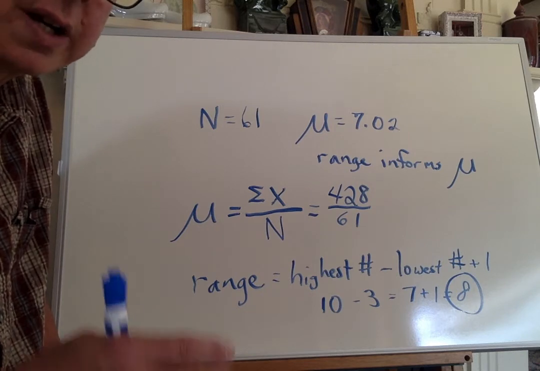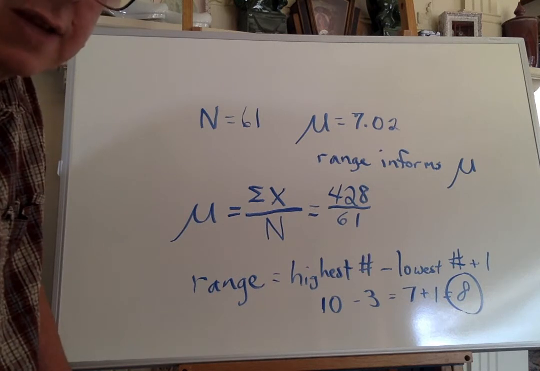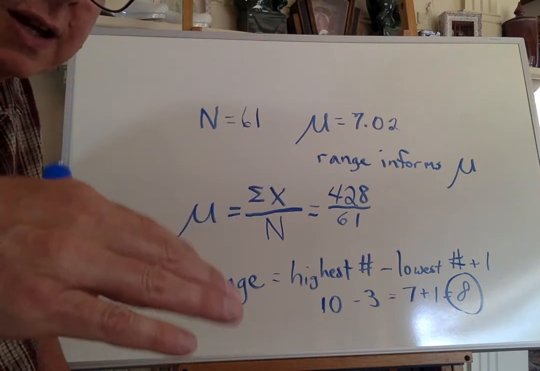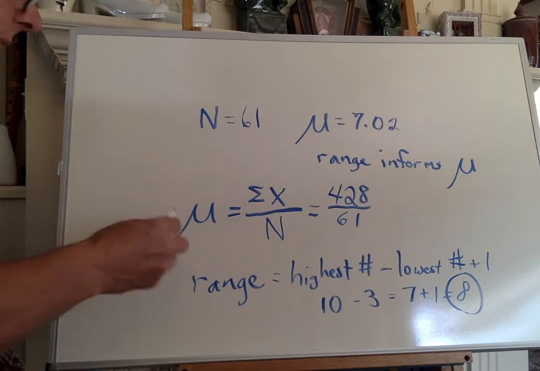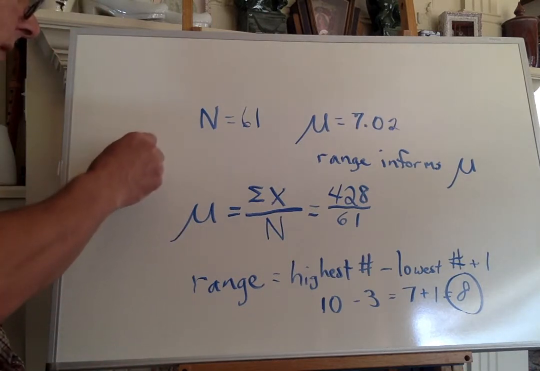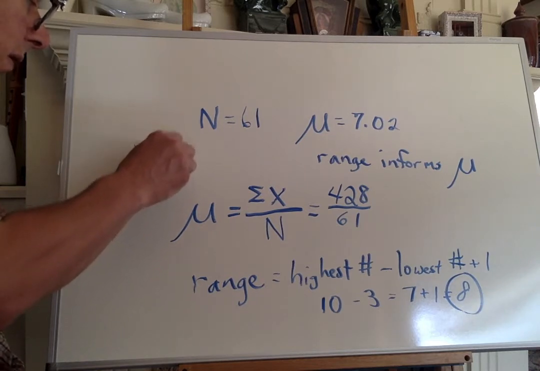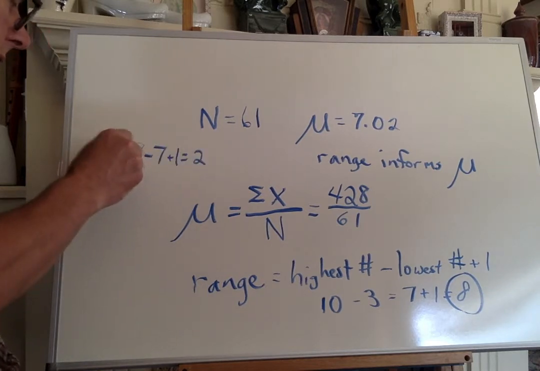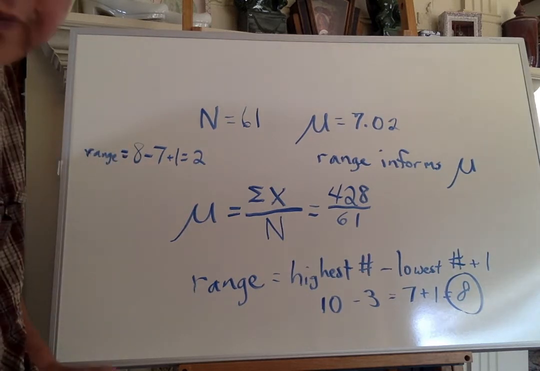Let's take a moment, right? I'm looking at my data set. 7, 7, 7, 8, 7, 7, 7, 7, 7, 7, 8, 8, 7, 7, 7, 8, 7, 7, 7. What would be the highest? The highest value would be 8. What would be the lowest? The lowest value would be 7. So the range would be 2.